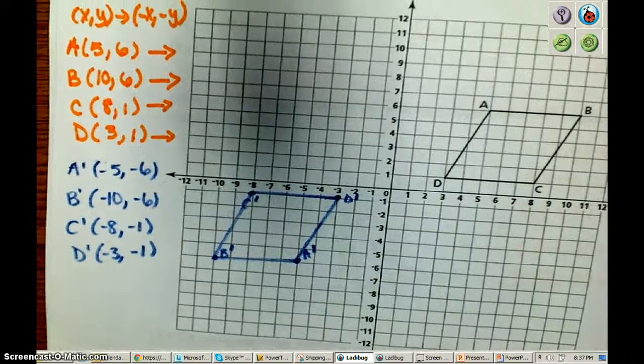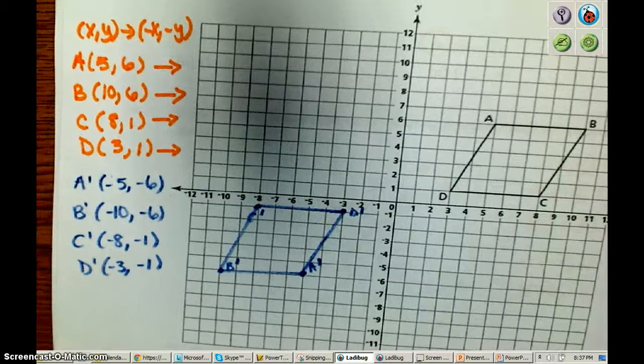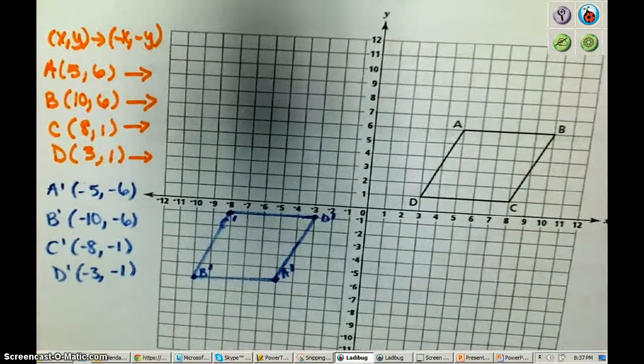Next problem, you had to rotate the quadrilateral ABCD 180 degrees counterclockwise around the origin. And so this is what you should have for your primes, A prime, B prime, C prime, and D prime. And if you graphed it correctly, this is what you should have.